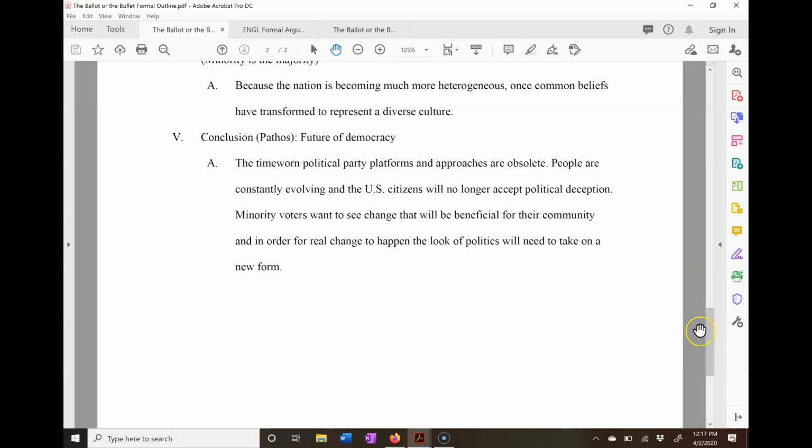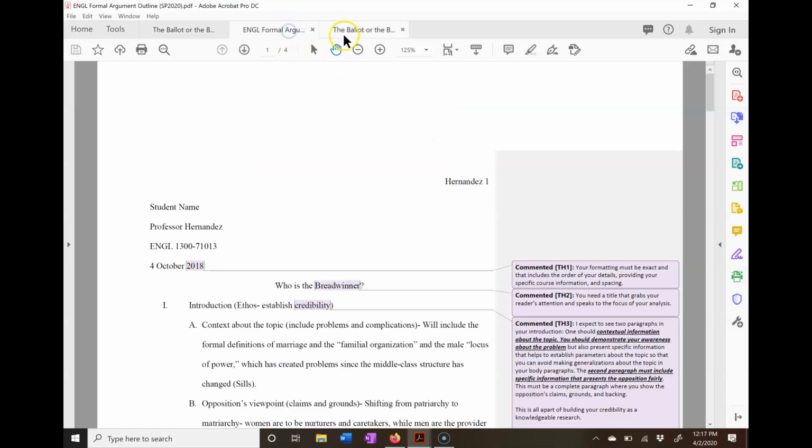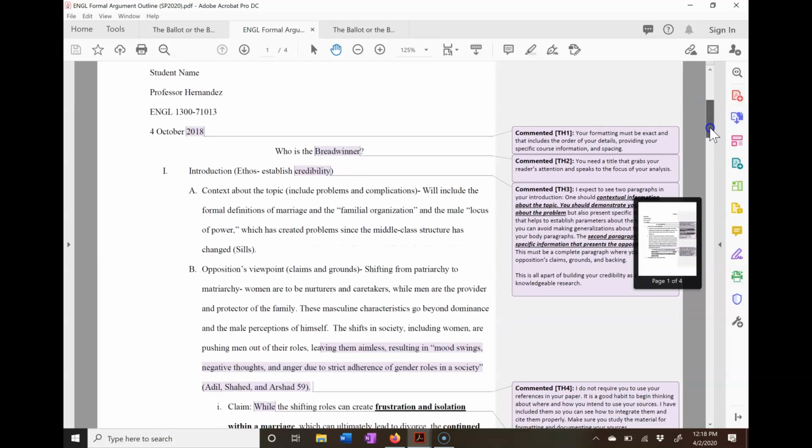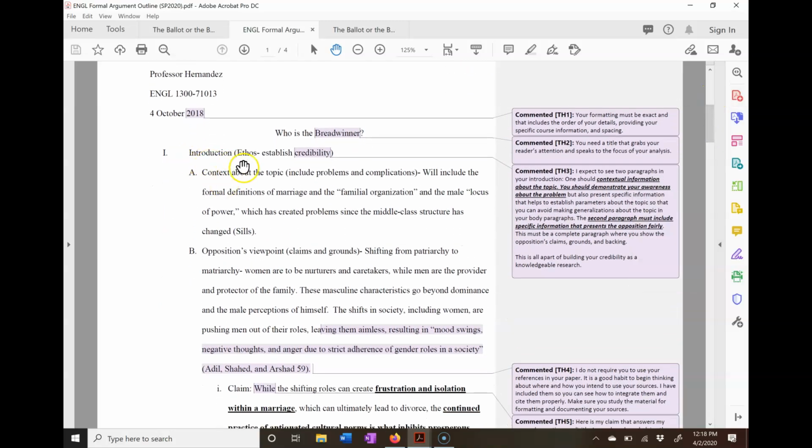But I definitely want to see your works cited on your paper. So here's another example of an outline. The same kind of thing. Introduction should provide, establish your credibility. And this is the one I recently sent because I did want you to have the annotations on the side.